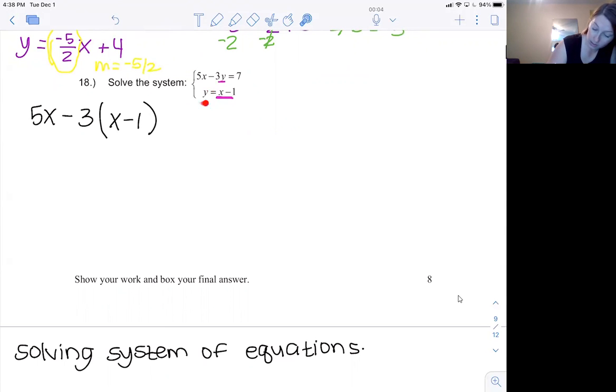Because that's what y equals. That second equation tells me what y equals. Equals 7. Okay, so I've got that. So now I'm just going to multiply it out.